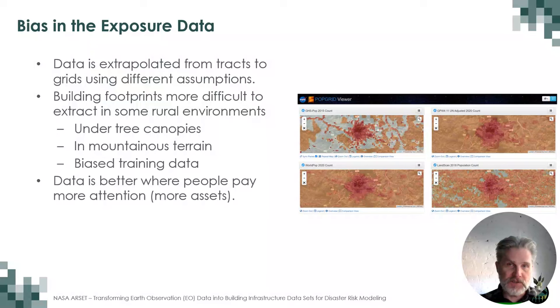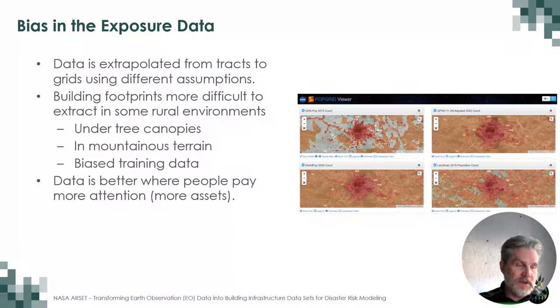Census data is collected at census tracts. These can be very, very large areas. And then we extrapolate them from the tracts to the grids through a process that introduces bias. On the right here, we've got four examples of how four different entities have done it. And you can see there's quite a bit of difference between them. Which is more accurate? I don't know, but that causes problems when, for example, you're trying to make a decision about how to reach out to people in Nepal after an event.